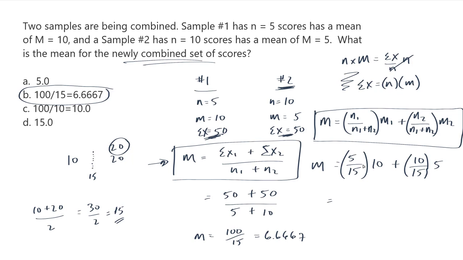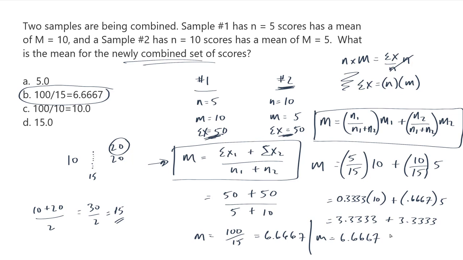So this one, you just figure out what proportion of people have the first average, multiply that out, and then add it to the proportion of people that have the second average. So 5 out of 15 ends up being 0.3333, times 10, plus 10 out of 15 is 0.6667 times 5. And you'll find that when you work this out, you end up getting 3.3333 plus 3.3333.